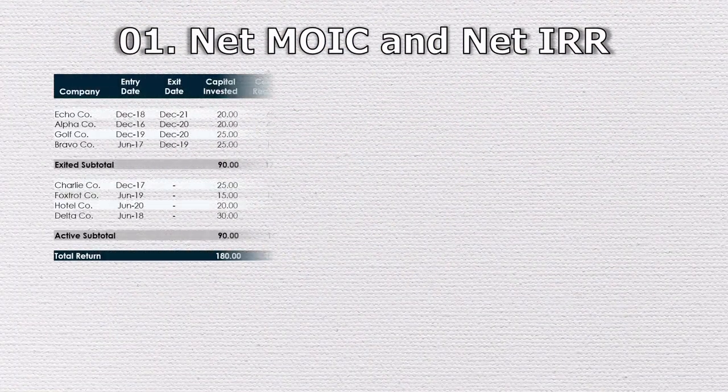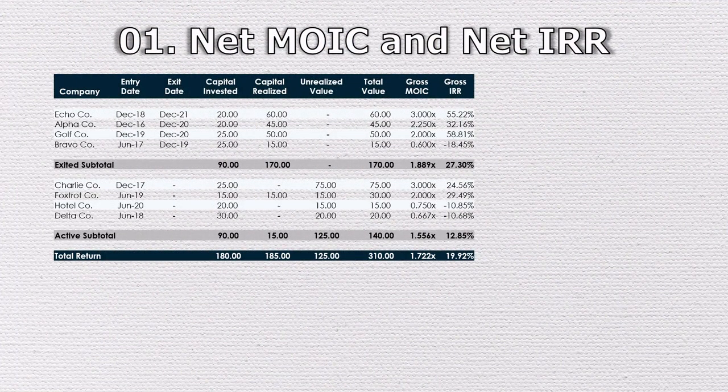You're a private equity GP, and these are the gross returns for your most recent fund. By gross, we mean that the numbers exclude management fees, fund expenses, carried interest, and other fund-level items. Now, you are quite proud of this deal right here called Echo Company. It has a 3x gross multiple and a 55% gross IRR. So naturally, you want to feature this deal in your fundraising presentations.